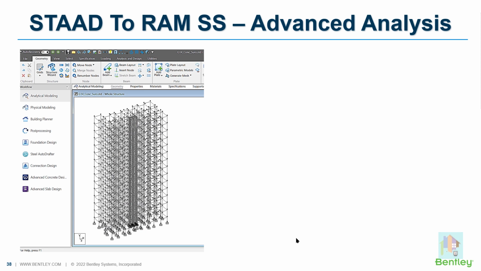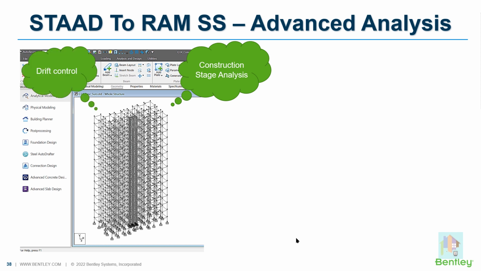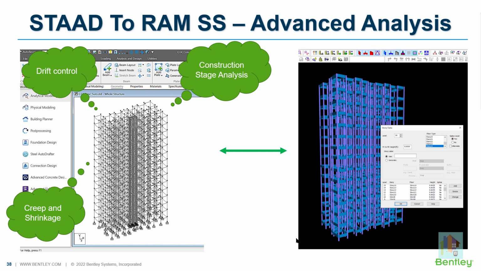Finally, if you want to go for the advanced analysis, for example, you want to perform the construction stage analysis, the drift control, or the design for creep and shrinkage, what is the solution? These options are not there in STAAD.Pro. So if you started your model with STAAD.Pro and finally find that you need to perform the construction stage analysis, the option is not there in STAAD.Pro, but that does not mean you cannot perform it. What you need to do is transfer your model directly to RAM structural system.